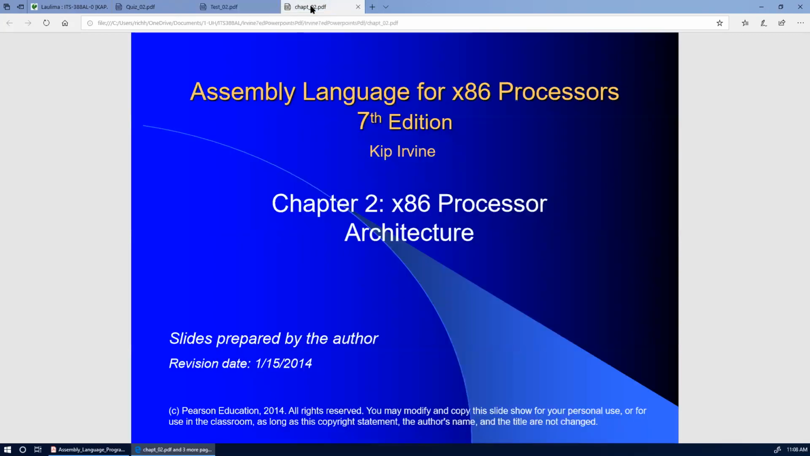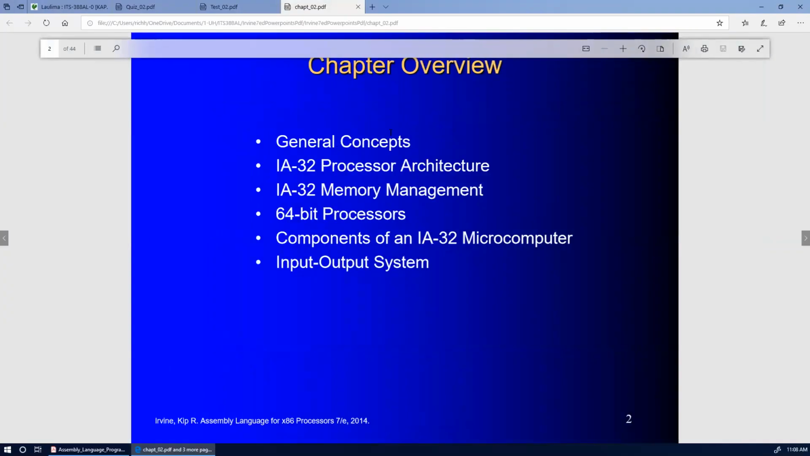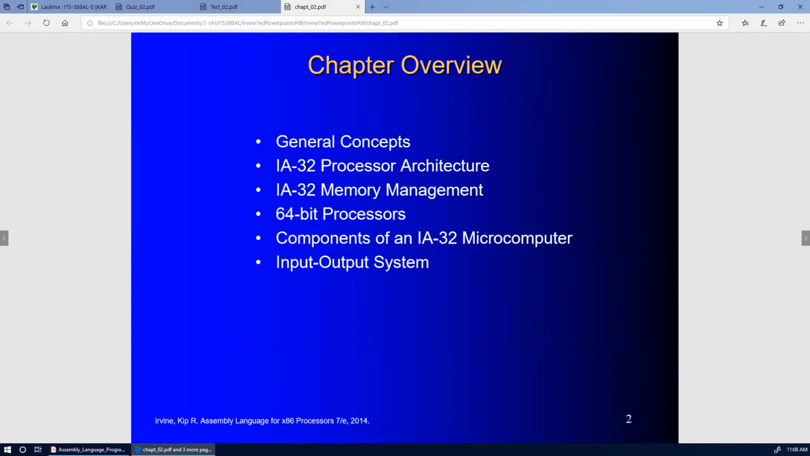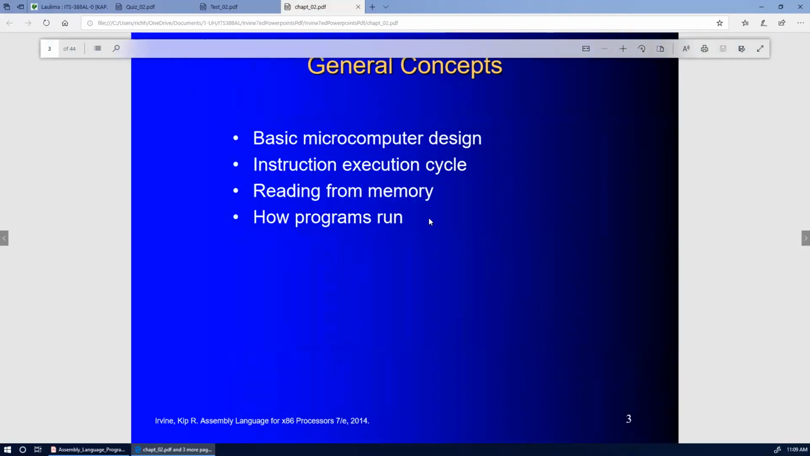All right, so let's page through these slides here, just to make sure I'm doing everything I should be doing. Yes, okay. So Chapter 2 is the architecture. We're going to cover general concepts, the 32-bit processor architecture, memory management, 64-bit processors and components, and the I/O system.